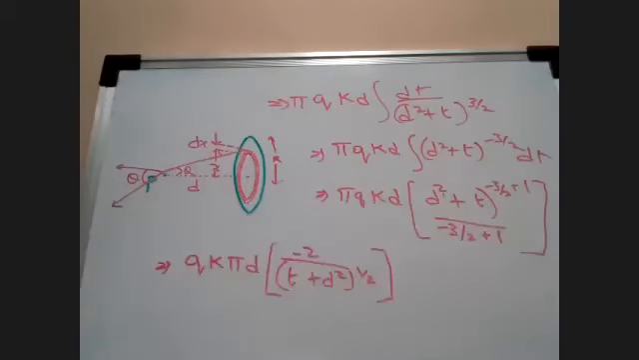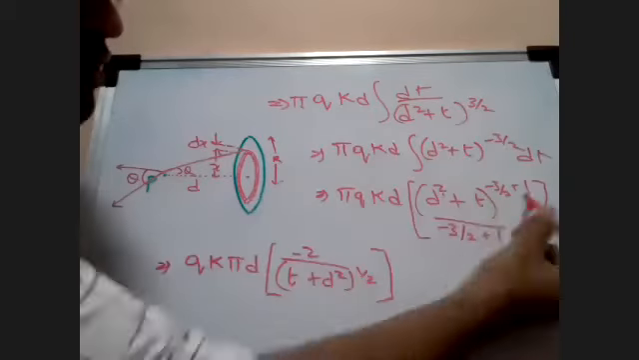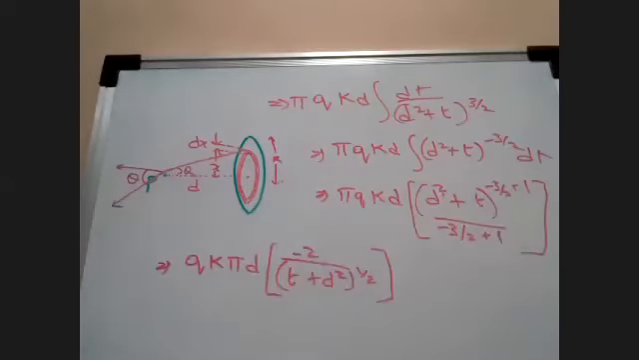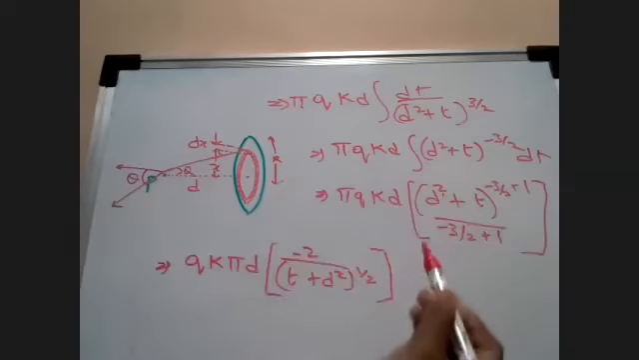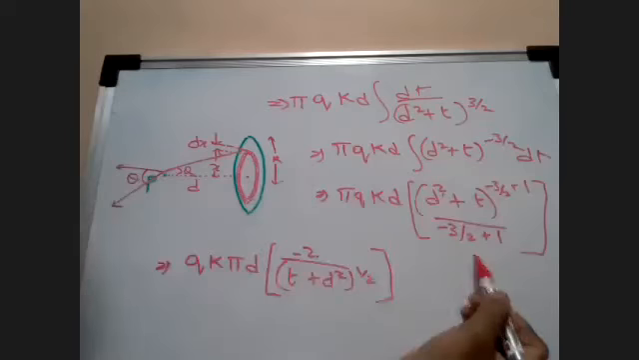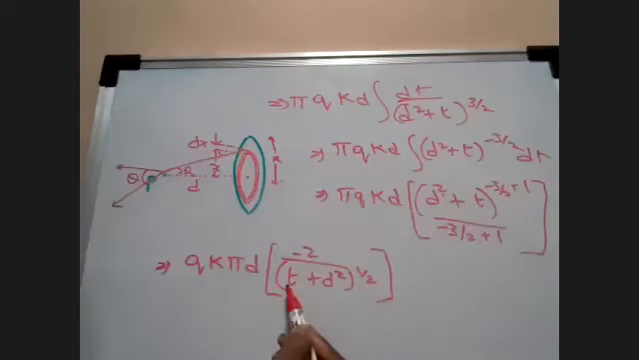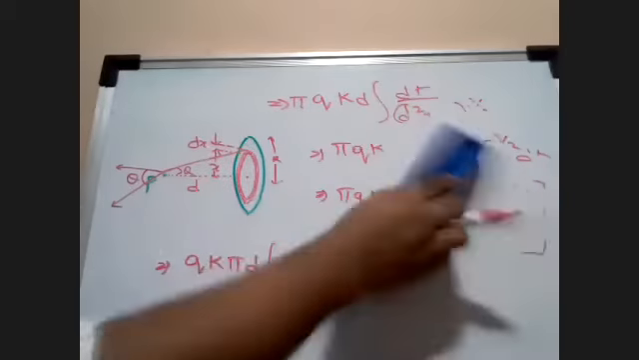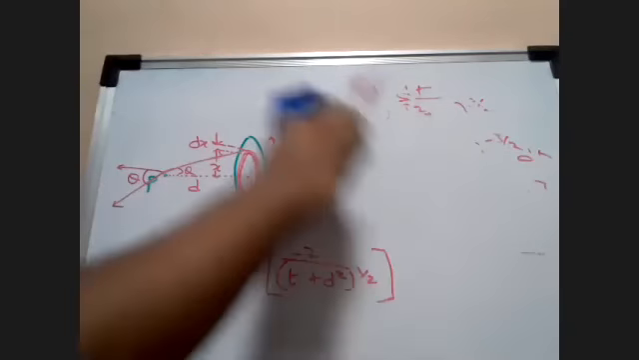Any doubt? Minus 3 by 2 plus 1 is what? Minus 1 by 2. And this also will become minus 1 by 2. The reciprocal will be minus 2 upon t plus d square raised to half. Am I clear? Now, you tell me, what are going to be the limits?